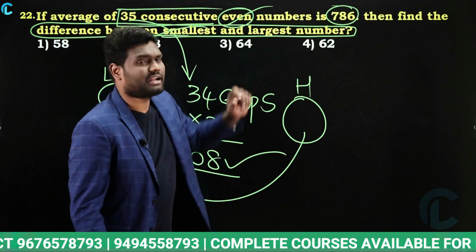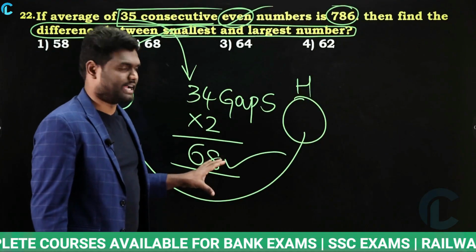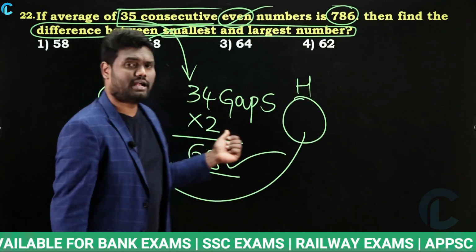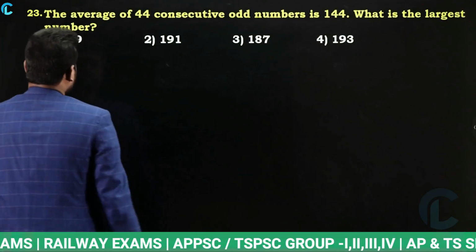As it is an even number, each gap will have a difference of 2. So 34 into 2 is 68. So the difference between the highest number and the lowest number is nothing but 68. Okay. Let us look at the next one.